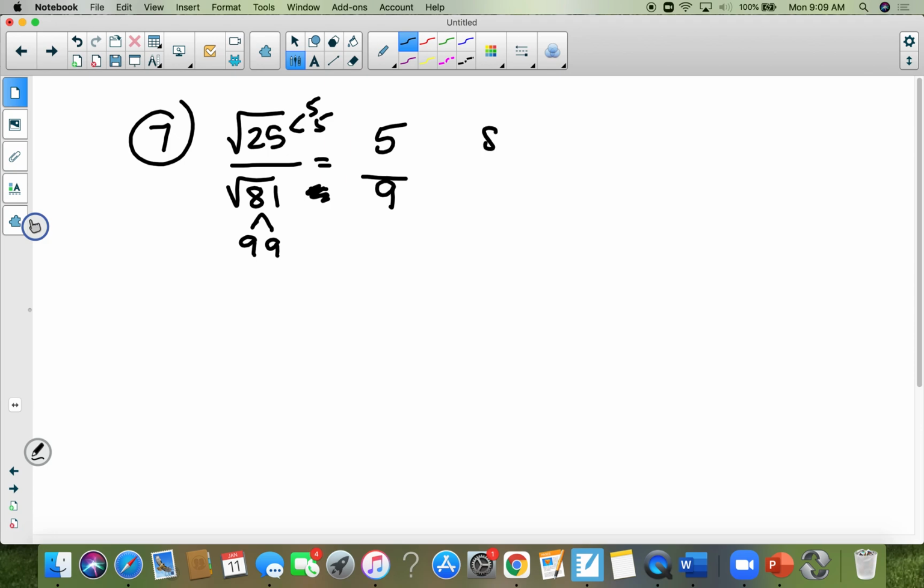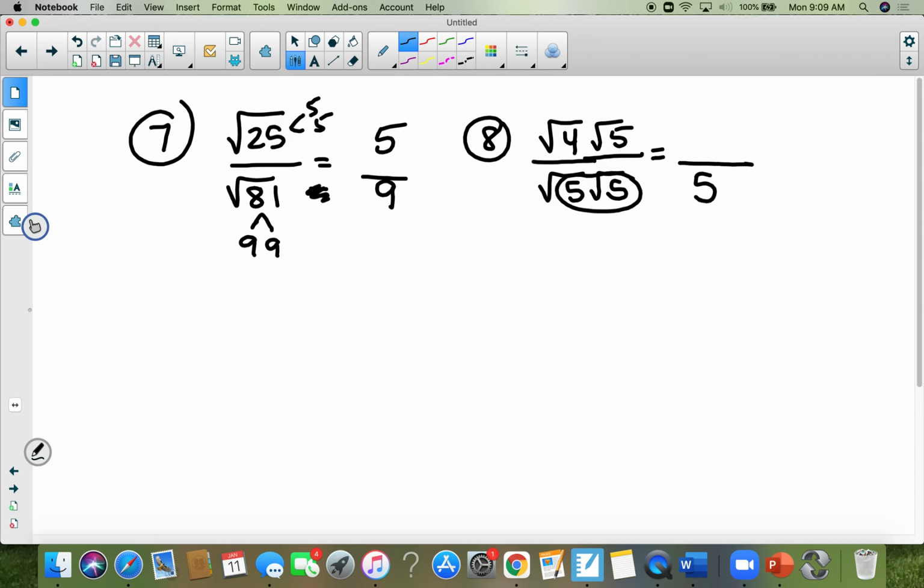Number 8, I'm going to split it up into the square root of 4 and the square root of 5. I'm going to multiply the top and the bottom by the square root of 5. For every 2, I can take one out. This ends up being the square root of 20 because 4 and 5 makes 20, but that can be simplified as 2 root 5 over 5. You have to make sure you simplify radicals until you can't anymore.